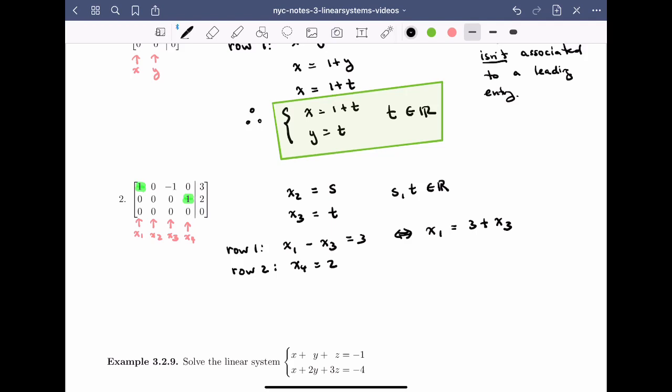Now that I know the solution to the linear system, I can get organized. I have x1 is equal to 3 plus x3, which is really t. x2 is equal to s. x3 is equal to t. And x4 is equal to 2. s and t are going to vary over all real numbers.